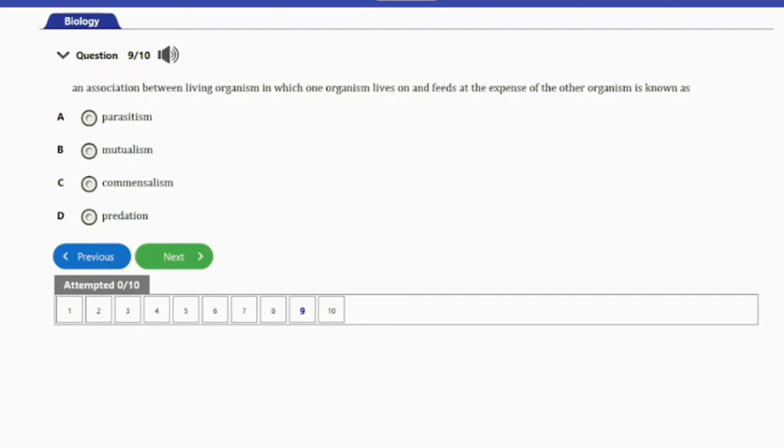That's question number 9 here. It says, an association between living organisms in which one organism lives on and feeds at the expense of the other organism is known as A, parasitism, B, mutualism, C, commensalism, D, predation. So guys, obviously the answer to this question is option A here. That's parasitism. And that's it for that question. Let's go ahead and consider the next and the last question, guys.